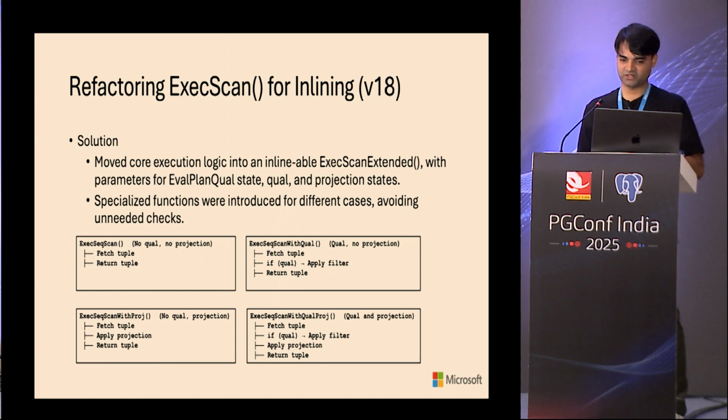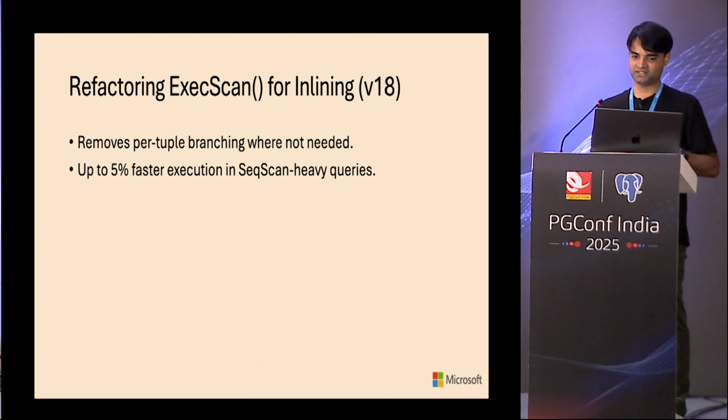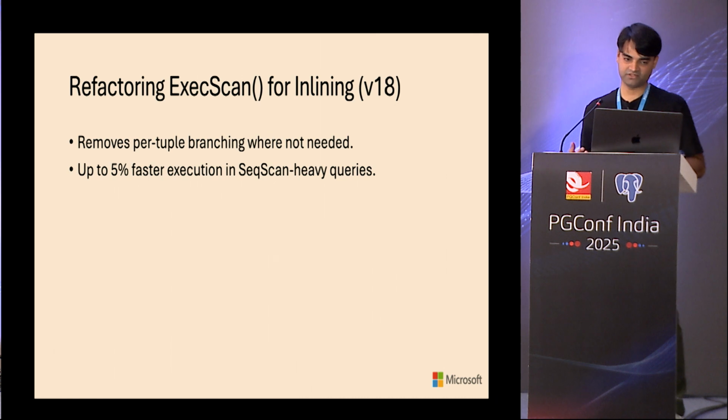And finally, with qual and proj, it's the same as what we had before, but in many cases, you're able to use one of these specialized functions that have fewer branches and less overhead. And again, even with this just localized exec scan fix, I was able to see up to 5% improvement in execution with sequential scan heavy queries.